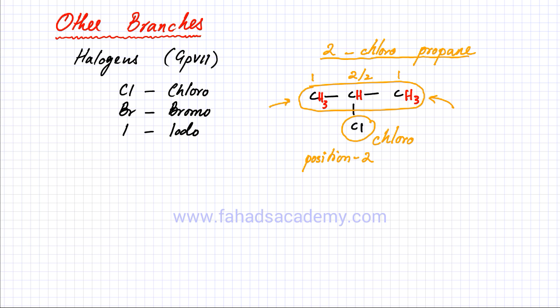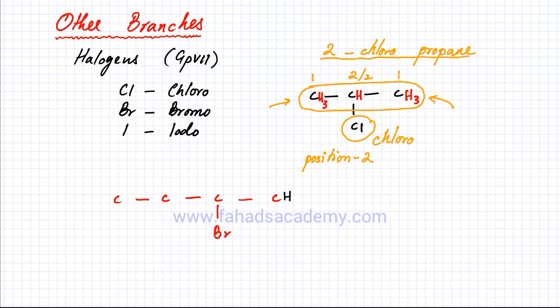Now in a similar way, we can use another halogen. We can call it bromo or iodo. Let me give another example. Let's take a 4 carbon atom chain, and there's Br attached on this particular carbon atom, and let's complete all the hydrogen atoms.